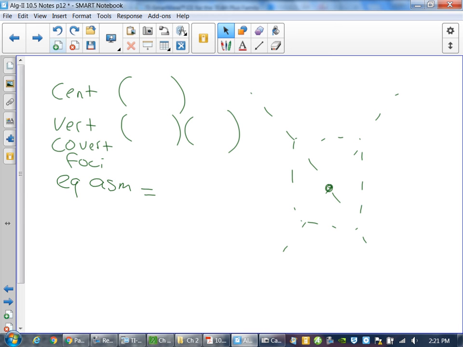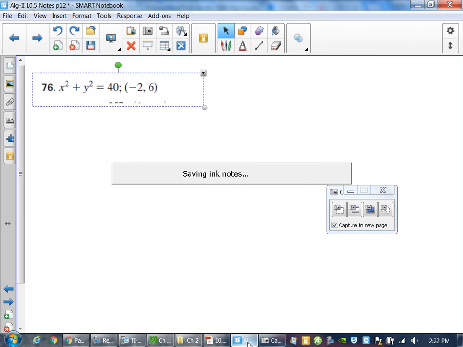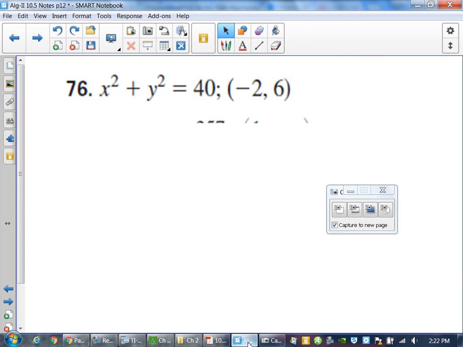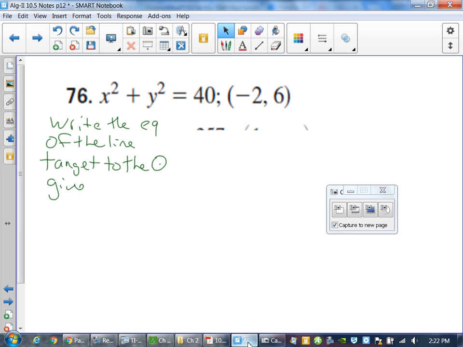Yes, ma'am. Can we go over a circle tangent? Sure. If I'm not mistaken, circle tangents were in circles. Go figure. Then they look like this. It would have been written as: write the equation of the line tangent to the circle given by the equation blah, blah, blah. Okay?